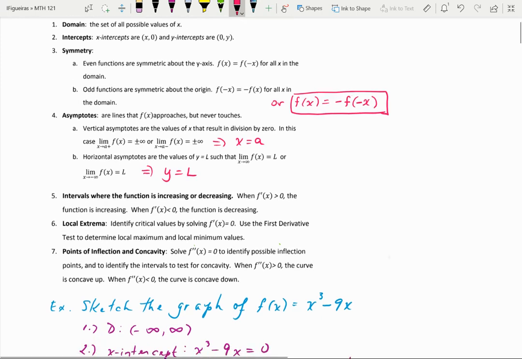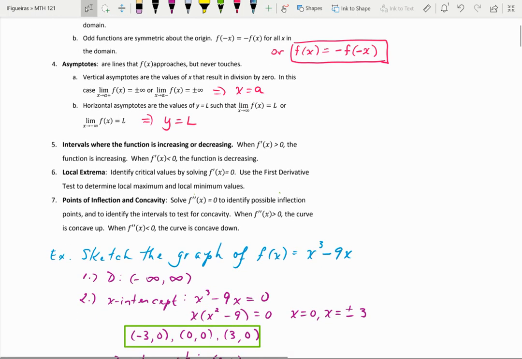Okay, so now we're on the calculus part. Intervals where the function is increasing and decreasing. Well, we figure that out by determining where your derivative is greater than 0. If your derivative is greater than 0, then the function f is increasing. When your derivative is less than 0, then your function f is decreasing.